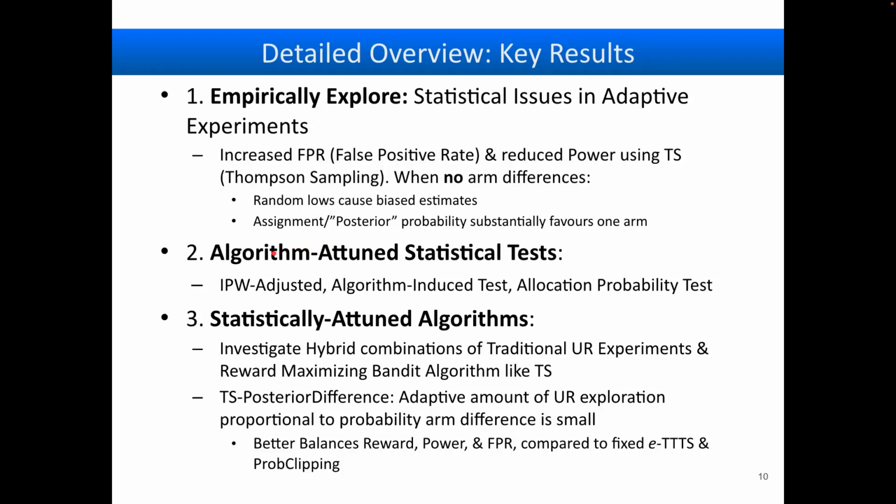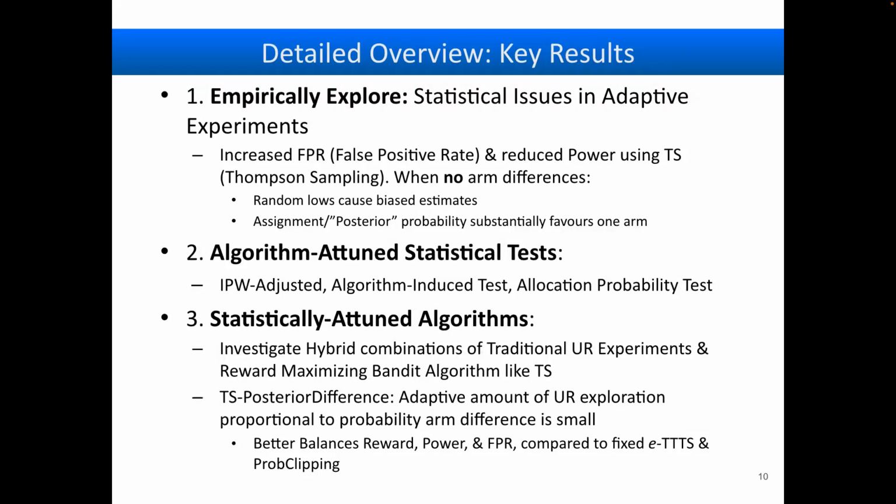So the second part is still thinking about algorithm-attuned statistical tests. We'll talk about how, if you're using posterior probability to vary the assignment probability, then you can imagine adjusting things like a Wald z-test statistic using inverse probability weighting, where you use inverse probability weighting to weight your estimates of the sample means. You can also use what we call an algorithm-induced test, where you simulate under the null the Wald z-test statistic, p1 minus p2 over the standard error of the difference. But you don't just construct a normal distribution as you would if it's collected with uniform random. You say, well, if I assume the null and I'm using Thompson sampling, how does that change the distribution of my test statistic? So you can then adjust the Wald test statistic by changing the cutoffs.